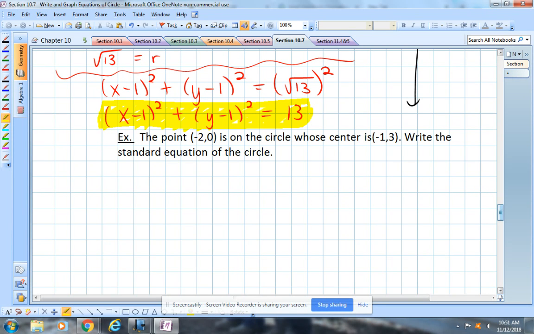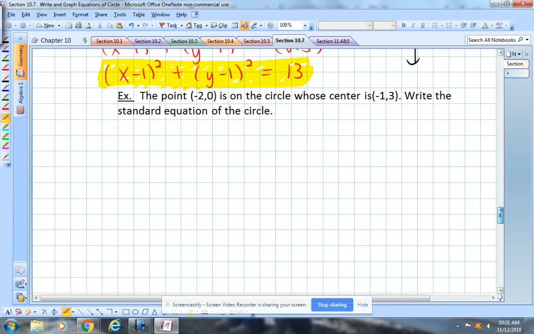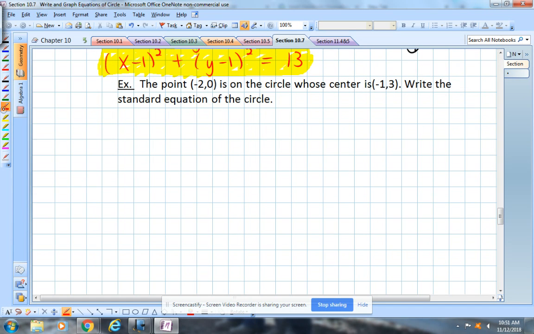So I've got the center. I'm going to have to find the radius. Now I need to graph this, don't I? I need to graph those 2 points so I can do my Pythagorean theorem, so I can do my 2 leg lengths. So make sure you do that. That's why I gave you graph paper. So negative 2, 0 is on my circle. Where is negative 2, 0?